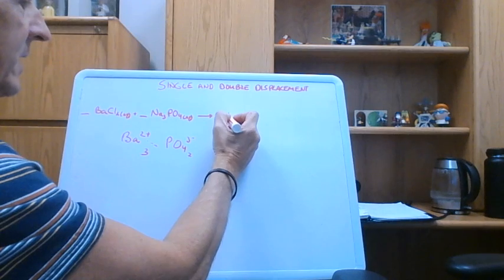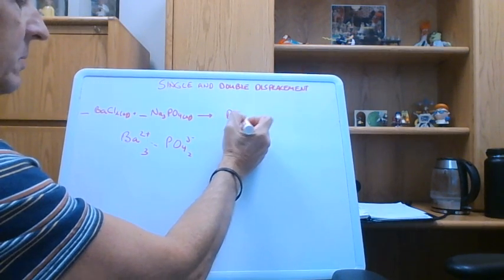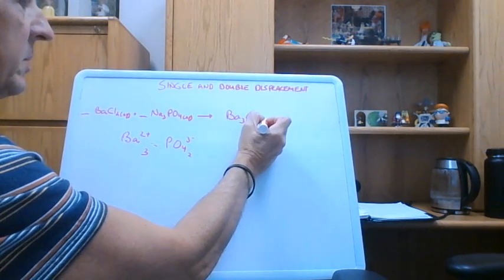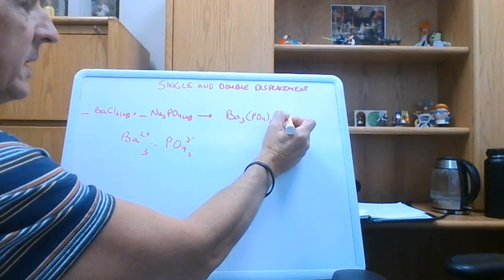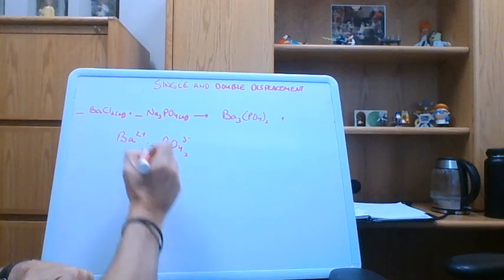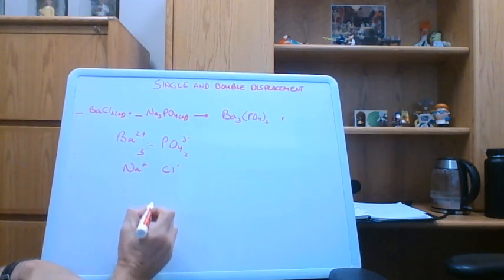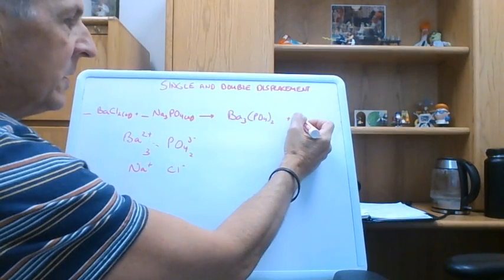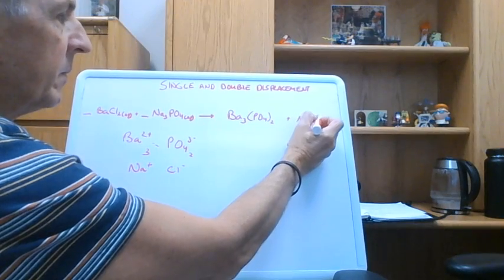So one of our products is Ba3(PO4)2. And the other one, now the sodium has a +1 charge. It's going to bond with the chlorine, which has a -1. So those are going to go together 1 to 1.